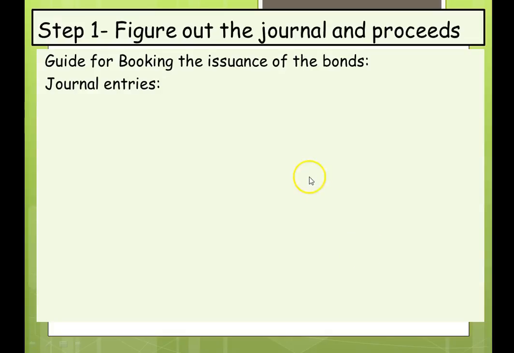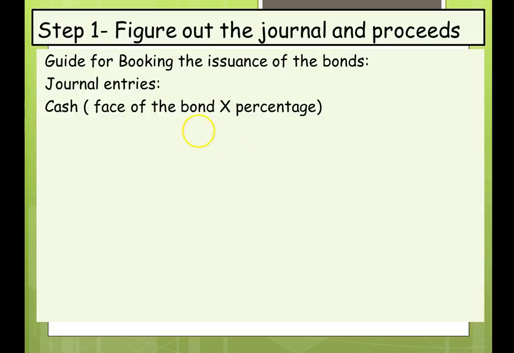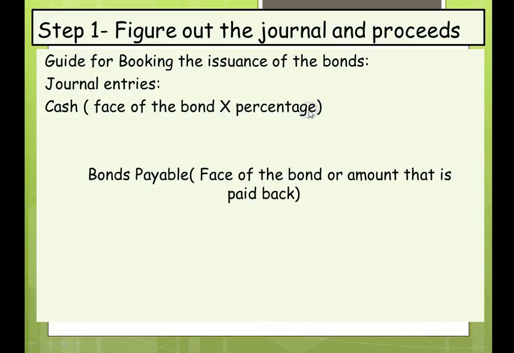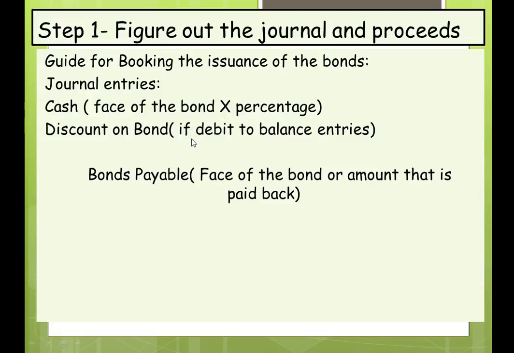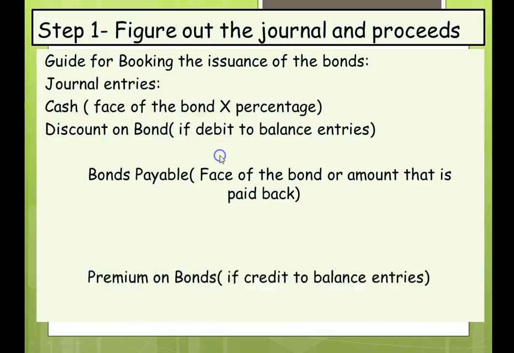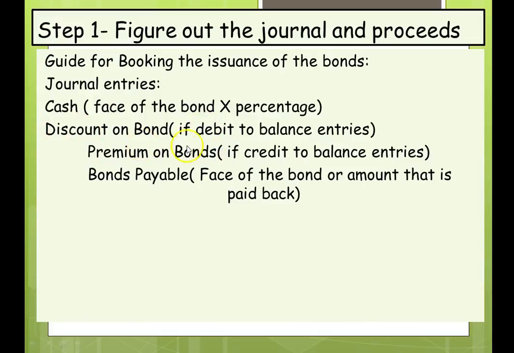Now first I want to give you a guide on the order you do the journal entries. This way you have a good chance of getting it correct. First, the cash is always going to be the face of the bond times the percentage stated. So in our case it was 1.02. The bonds payable is always going to be the face of the bonds, or the amount that has to be paid back. And if we have to debit, we have a discount on bonds. And if we have to credit, we have a premium on bonds.